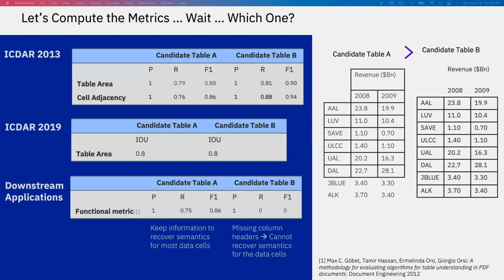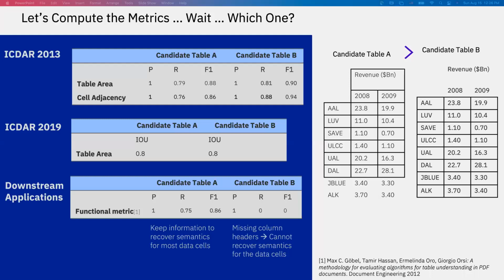So some of you may be aware, there is a paper called the methodology for evaluating algorithms for table understanding in PDF documents. This paper talks about the two metrics of table area and cell adjacency. Then there is a third metric called a functional metric, which evaluates how well the converted table preserves the semantics for each of the data cells.